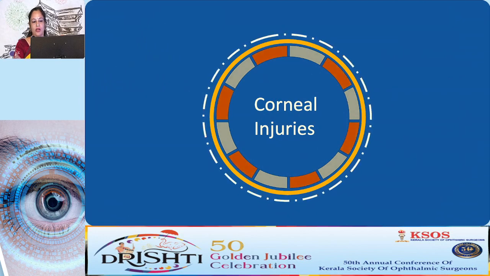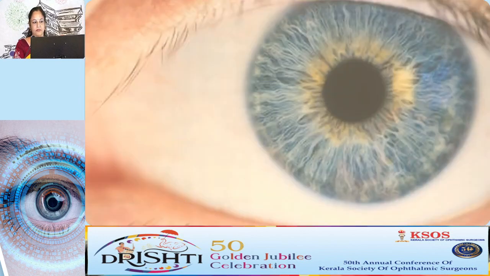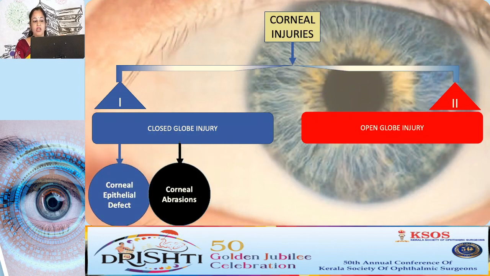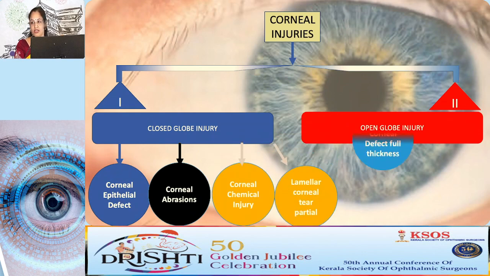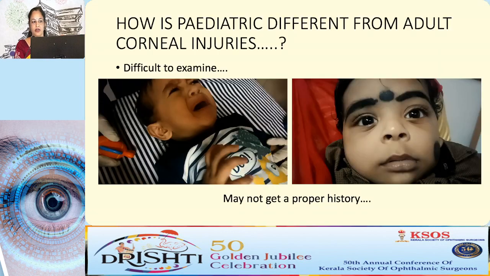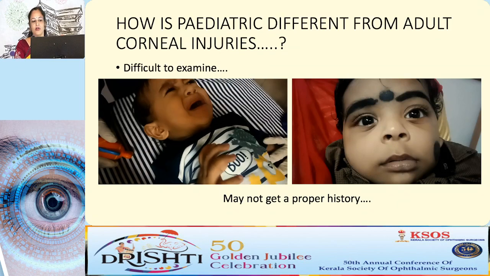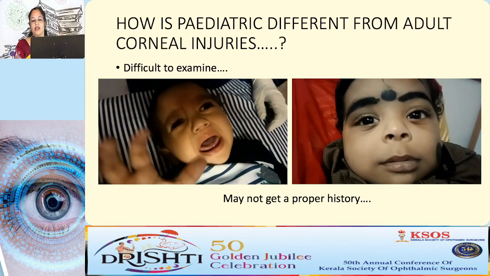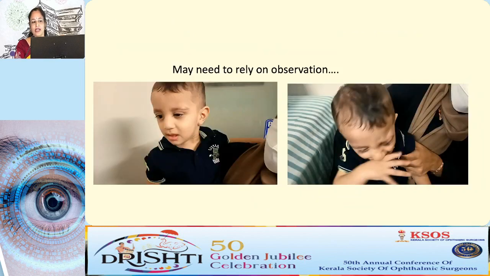Now, when you're dealing with corneal injuries per se, what you have to know is that these could be a closed globe injury or an open globe injury. It could be a simple corneal epithelial defect, a corneal abrasion, a corneal chemical injury, a partial lamellar corneal tear, a full thickness lamellar tear, or a full thickness corneal tear. The problem with a pediatric patient is that it's difficult to examine children, and you may not get a proper history, and therefore you need to have very keen observation.